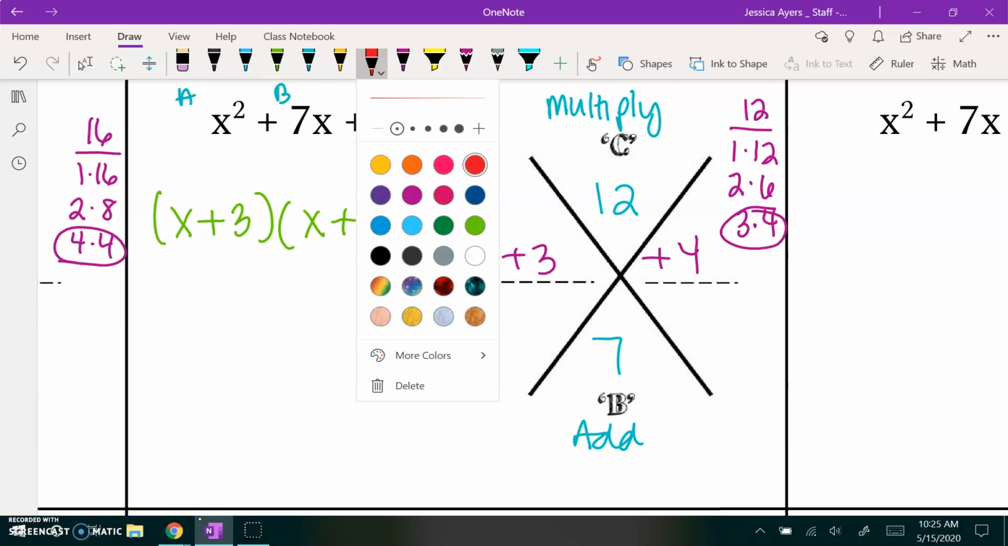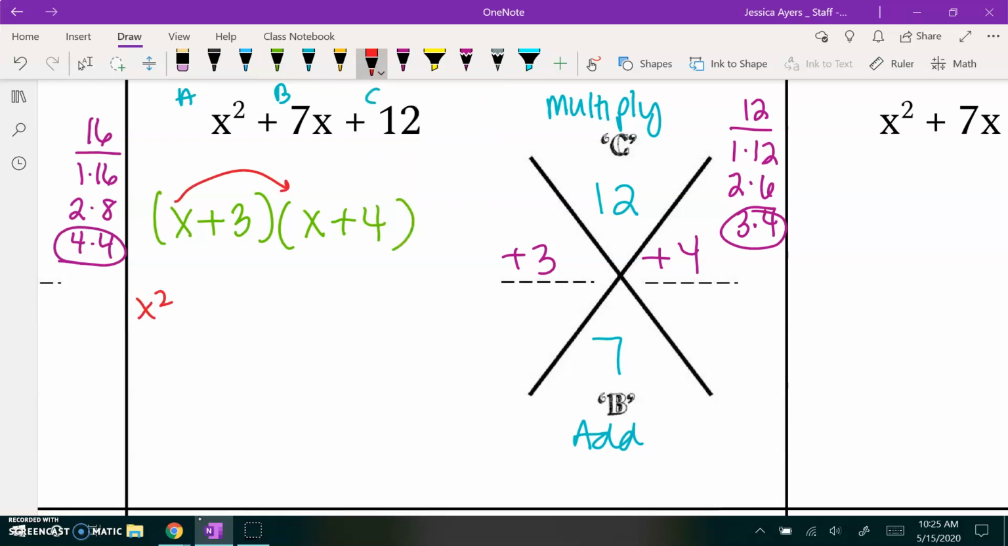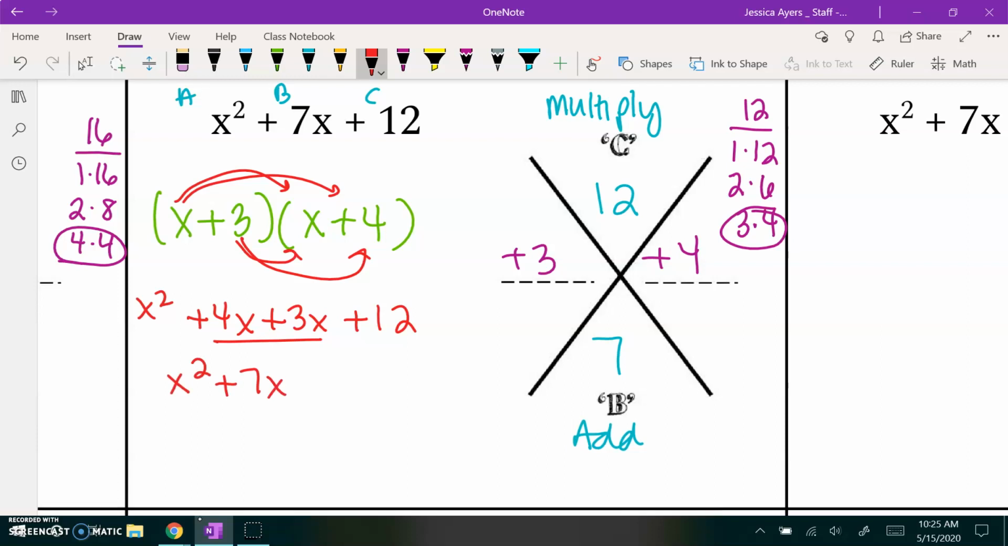Checking it back, we see that x times x is x squared, x times 4 is 4x, 3 times x is 3x, and 3 times 4 is 12. Combining in the middle, we get x squared plus 7x plus 12, which is what we wanted, so we know that this is our final answer. It's important to remember that since this is positive and this is positive, our signs have to be positive, positive.